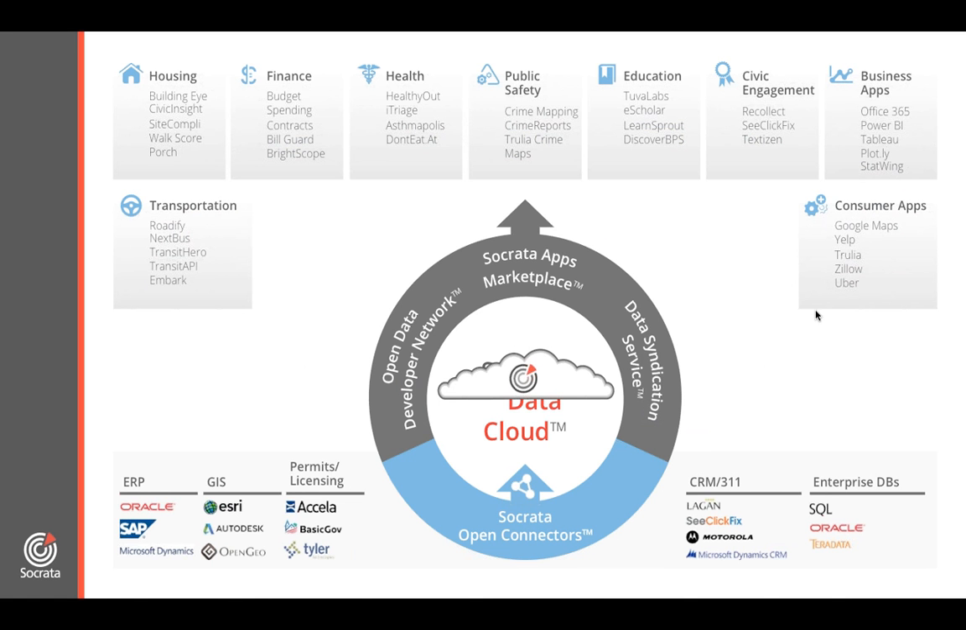The Yelp story I told earlier, you see there on the right-hand side under consumer applications, as well as Trulia and Zillow. Again, we're really trying to be that connection layer between your underlying systems and all of these different services through a one-to-many relationship.